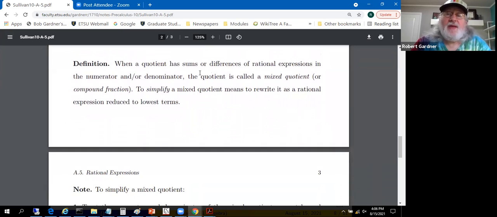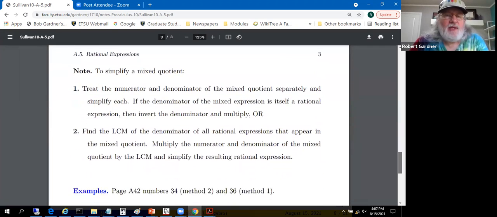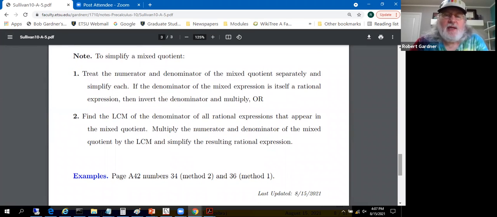When a quotient has sums or differences of rational expressions in the numerator and/or denominator, the quotient is called a mixed quotient. Compound fraction is a more common term, at least with numbers. To simplify a mixed quotient means to rewrite it as a rational expression reduced to lowest terms. So we're going to have fractions inside fractions and deal with that. Actually, we dealt with one earlier. They give us a protocol by which to deal with it, and we'll illustrate these two methods.